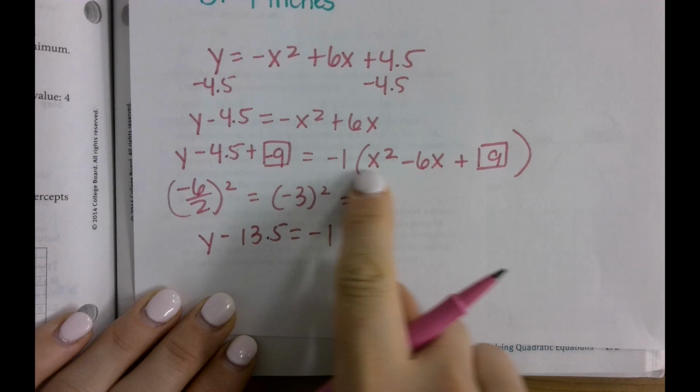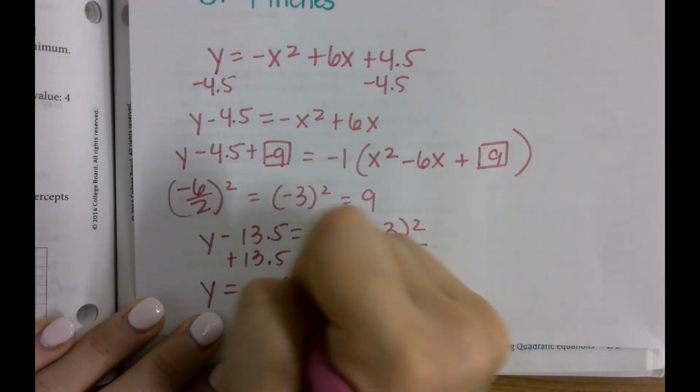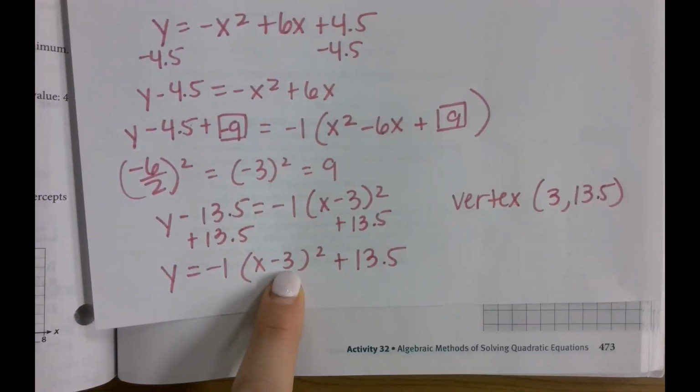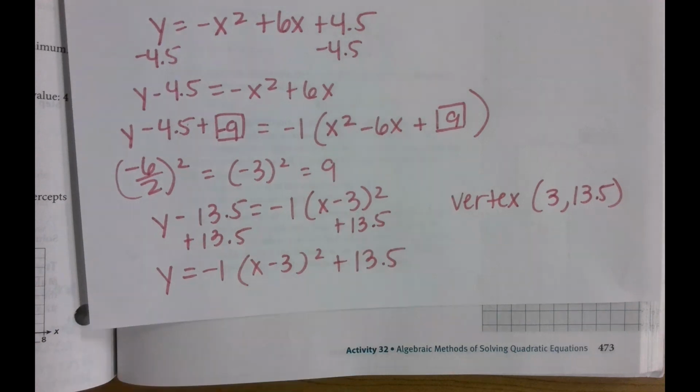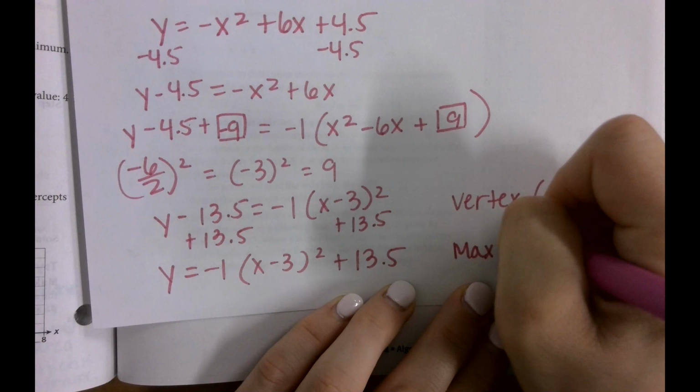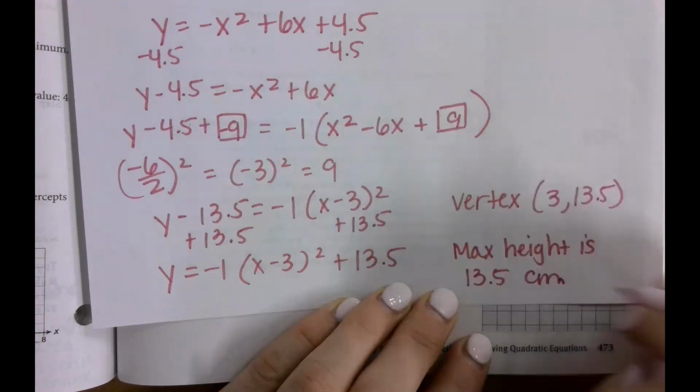We can do a factor, go back over here, x minus 3. All right, now I can move my constant back over. Negative x minus 3 squared plus 13.5. This tells me that my vertex is at 3, negative 3 is positive 3, and then this is your y value. So this tells me that the max height of the water is 13.5 centimeters.